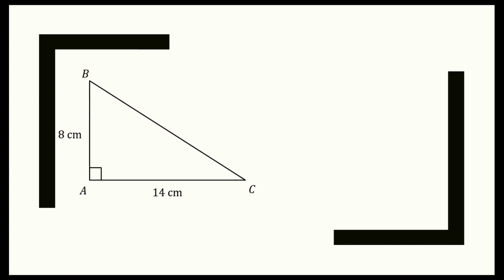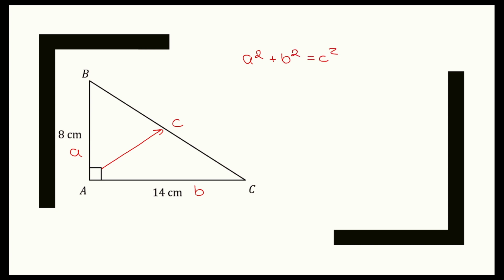Our first example is when we are looking for the longer side. Here we have a right-angled triangle with lengths 8 centimeters and 14 centimeters. First, we want to label all the sides of our triangle. Opposite the right angle is c, and the remaining two sides can be labeled a and b. It doesn't matter which order we put a and b. Writing out our formula, a squared plus b squared equals c squared.